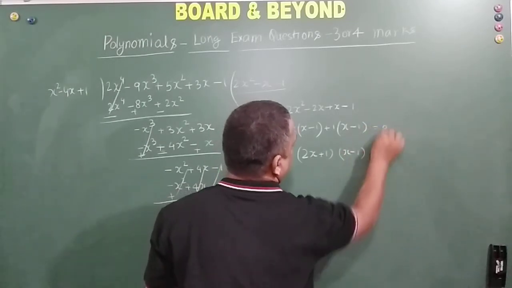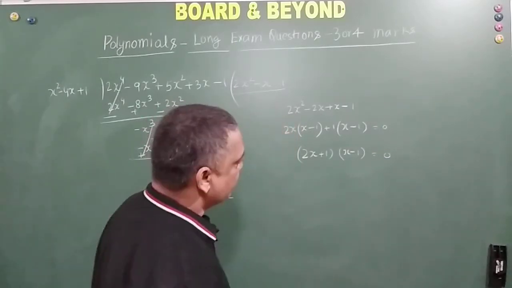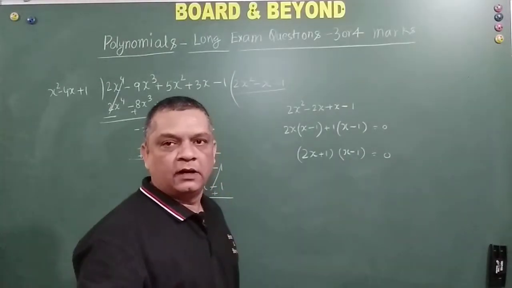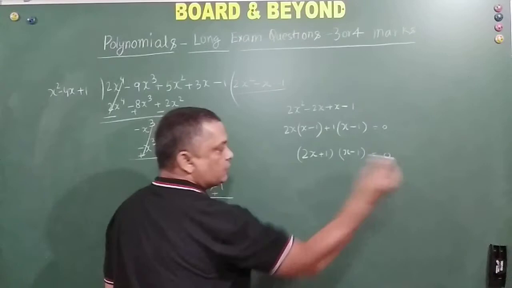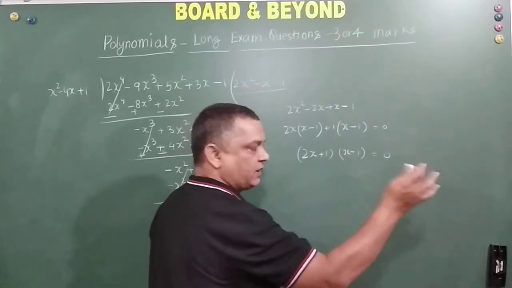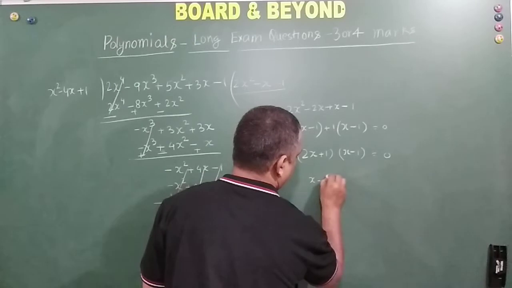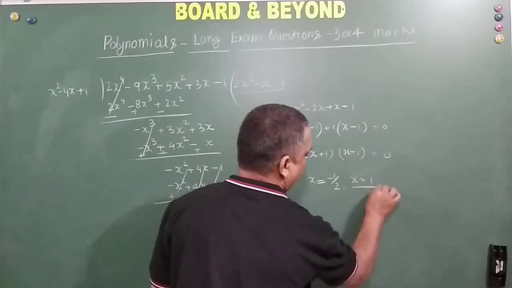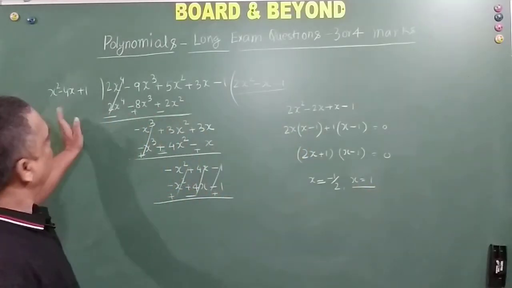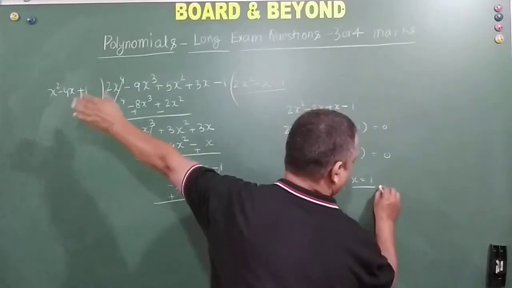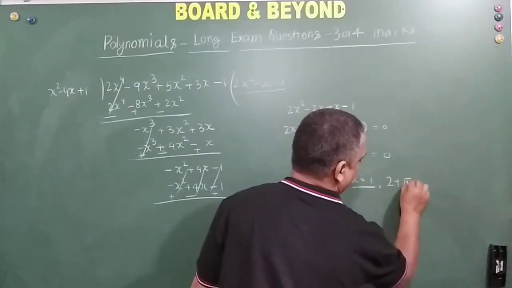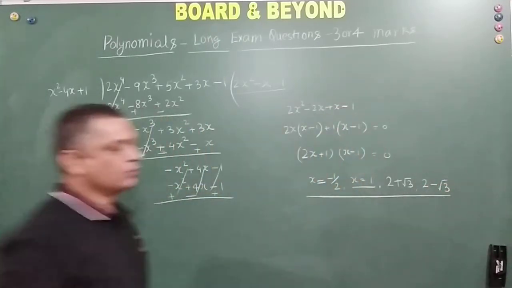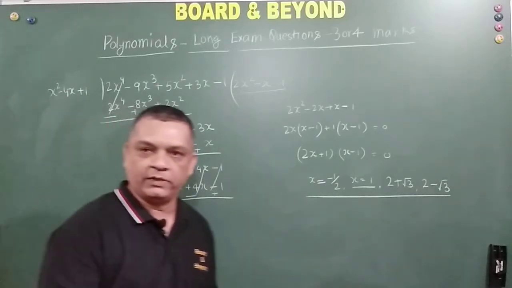Since we were trying to find the roots, this is equated to 0. Now what happens, my friend? Either this is equal to 0 or this is equal to 0. So equating 1 by 1 to 0, 2x plus 1 is equal to 0, leaves me with 2x is equal to minus 1, and x is equal to minus 1 by 2. The other leaves me with x is equal to 1. So we have found all 4 roots for this biquadratic polynomial: one more is 2 plus root 3 as given in the question itself, and 2 minus root 3. So these are the 4 roots for this biquadratic polynomial.